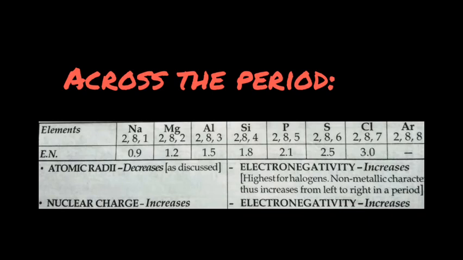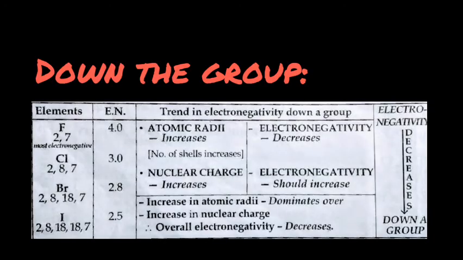Electronegativity increases across the period due to the increase in the nuclear charge, ionization potential and electron affinity, that means the cumulative effect of all these factors, but decreases down the group for groups 1, 2 and 13 to 18, mainly because of the increase in the atomic size. But for groups 3 to 12, the size may change variably.